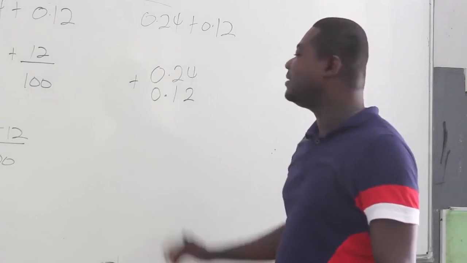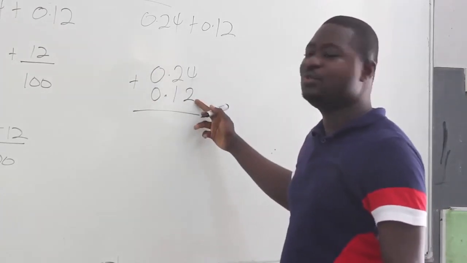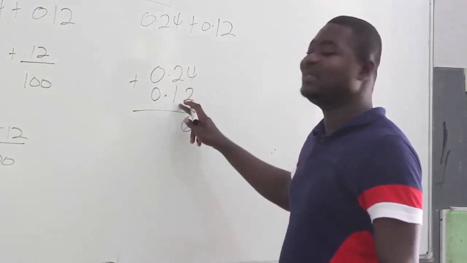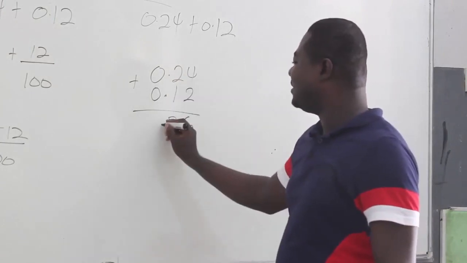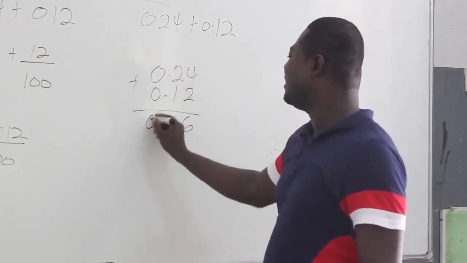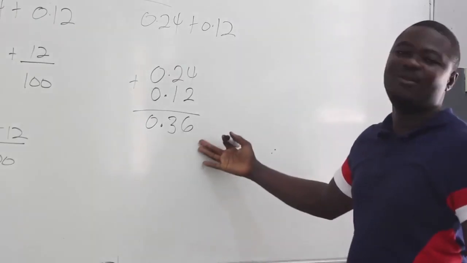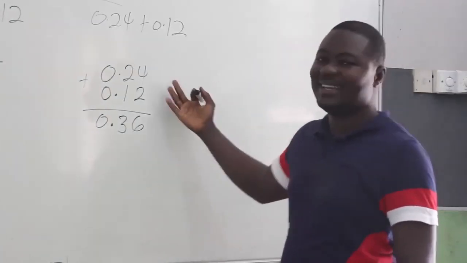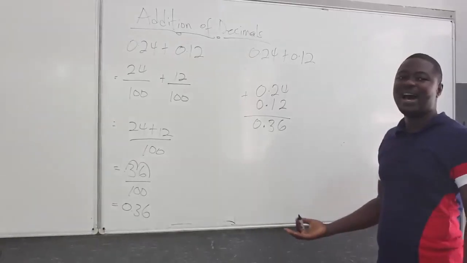So with the addition sign, you add. 4 plus 2 gives us 6. 2 plus 1 gives us 3. There's our point. Then our 0. So the answer becomes 0.36. So it's either you are using this method or using that method. It still gives you the same answer.